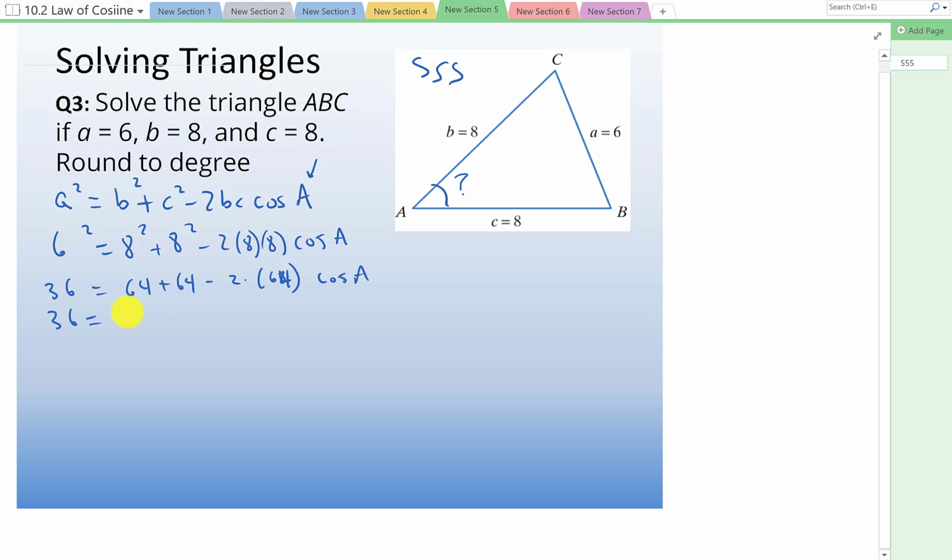36 equals 128 minus... it's just a coincidence, we have all these 8s in here. But 2 times 64 is 128 again, times the cosine of A. Now, I want to get A by itself, so I simplified the equation a little bit, and I'm going to minus out this 128.